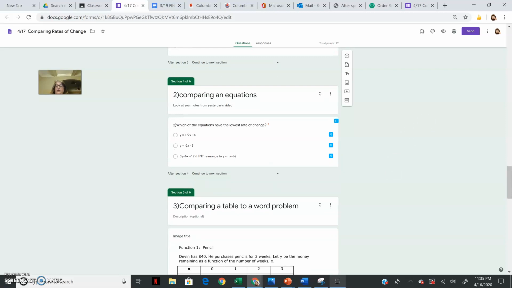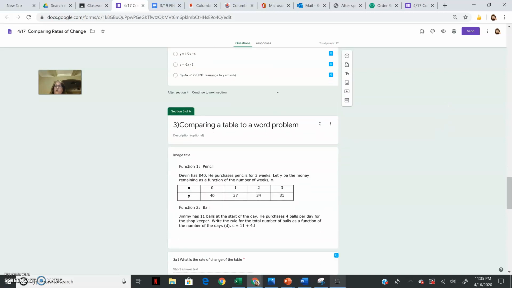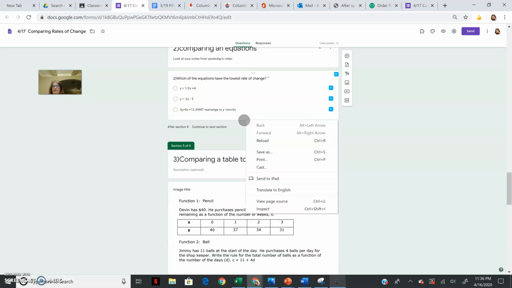I'll fix the numbering. On this one right here in section 4, if you are struggling with changing 3y plus 6x, and that should say equals, I'll change that to equals 12, you need to rearrange it to y equals mx plus b, and there are other videos and other things that have talked about that. You need to go to a prior lesson and look at that. There are several different videos for that I have put up. If you need one, I can send you, if you get on Google Meet, or if you send me a private message, I can send you a video link to it if you don't understand that particular problem right there.